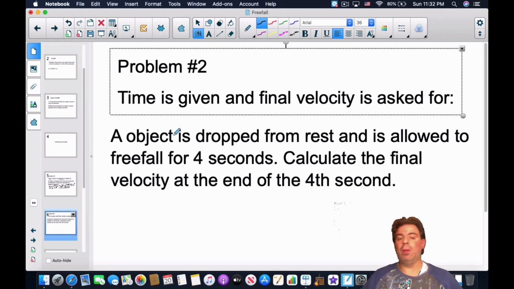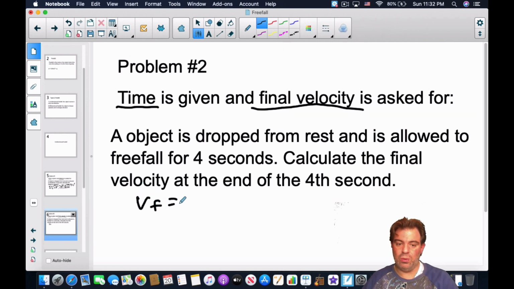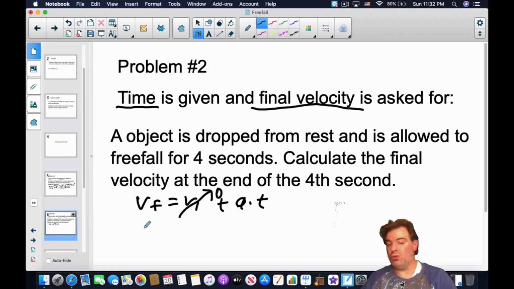So in this following problem, we have an object that is dropped from rest and is allowed to freefall for 4 seconds. Calculate the final velocity at the end of the 4th second. In order to solve this, we need a formula that gives us the relation between time and final velocity. That, of course, is velocity final equals velocity initial plus acceleration times time. Velocity initial is going to be 0, simply because it's dropped from rest.